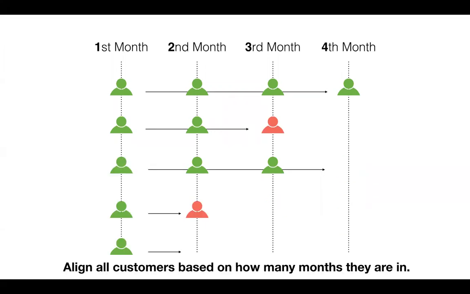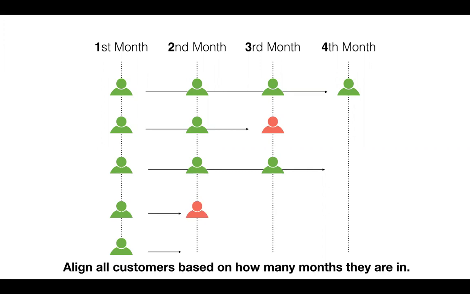Then again, we are not interested in whether this is March or August. We are interested in how long it takes. So is this the first month for this particular customer? Is it the second month for this particular customer? So we're going to align them all the way to the left: first month, second month, third month, fourth month. Then we can calculate the survival rate, like we did before.